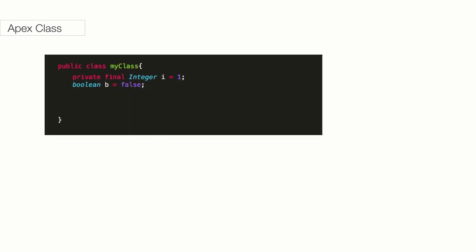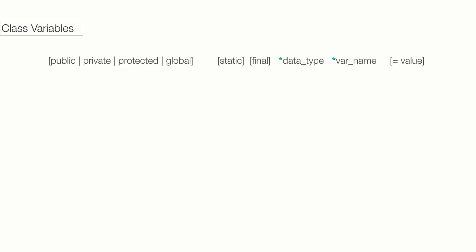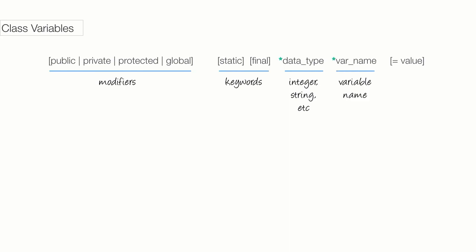While writing code, we use variables as some kind of mutable local storage. Like our classes, we need to use modifiers and some keywords to declare them. Here's a syntax to declare variables. We have the modifiers, public, private, protected, or global, some keywords like static and final, then data type, variable name, and assigned value. Data type and variable name are the required ones, and others are optional.